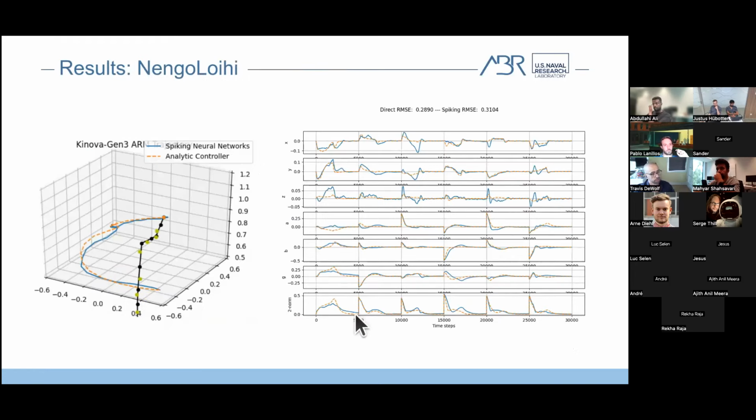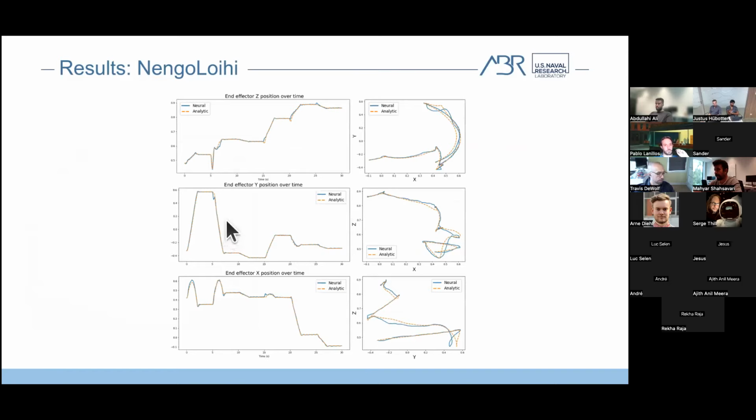and we again get a 3D plot of the performance of the network running in Nengo, with, again, orange is the analytic controller or the operational space control, no neurons, and the blue is now running in Nengo Loihi, on Loihi. Looking at this, plotting it again in a different way, we see this is the Z accuracy over time, Y over time, and X over time. And then this is Y plotted against X, Z plotted against X, and Z plotted against Y here.